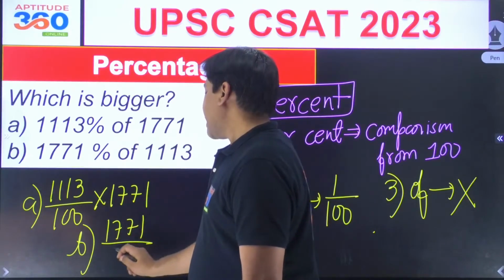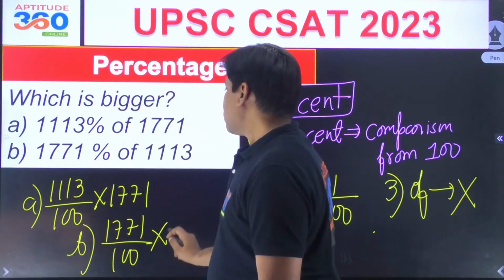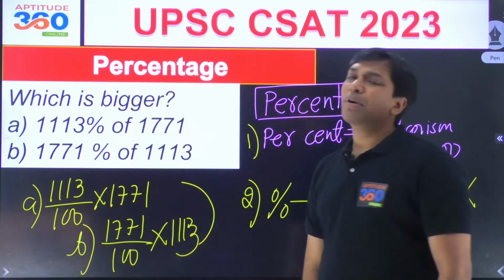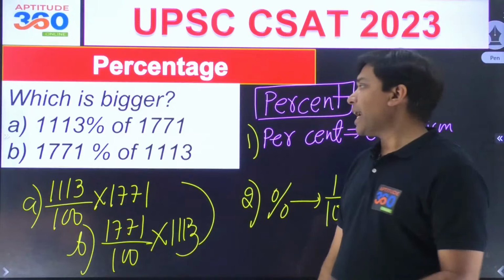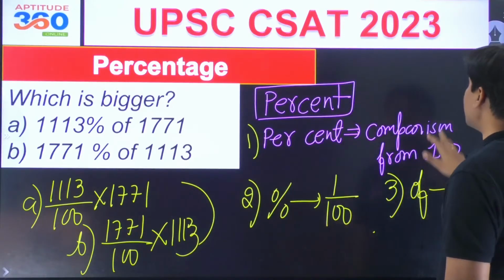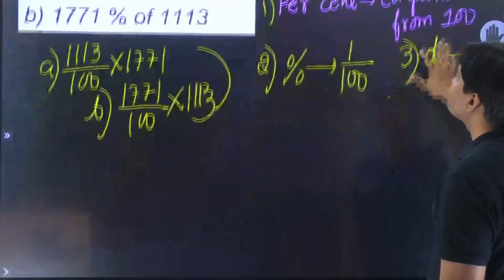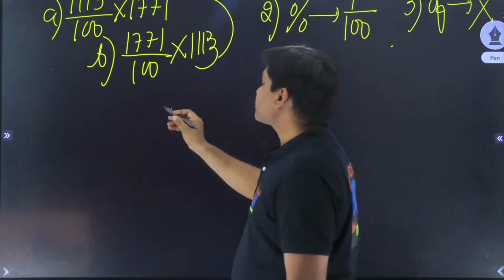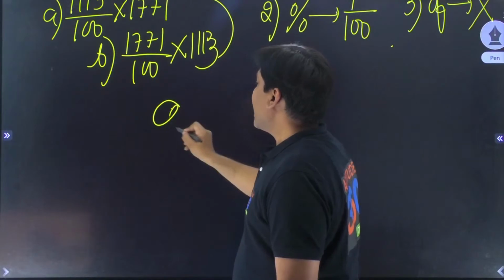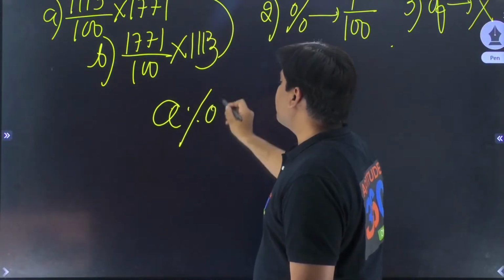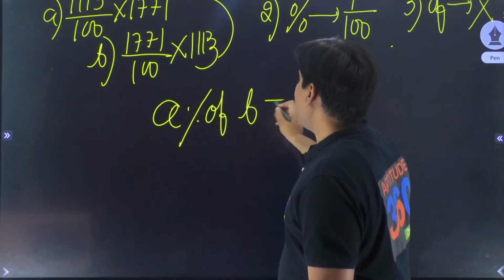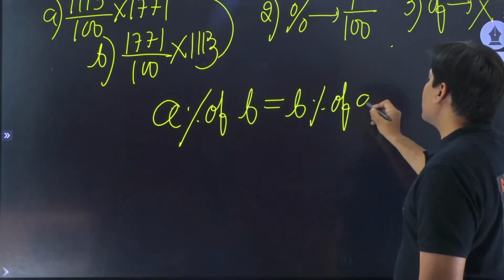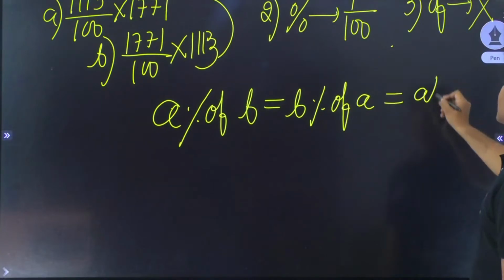1771 divided by 100 into 1113. Both of them are same, guys. What are we learning from this particular statement? We are learning that if we have to write A percent of B, or B percent of A, they both are going to be equal, which is AB by 100.